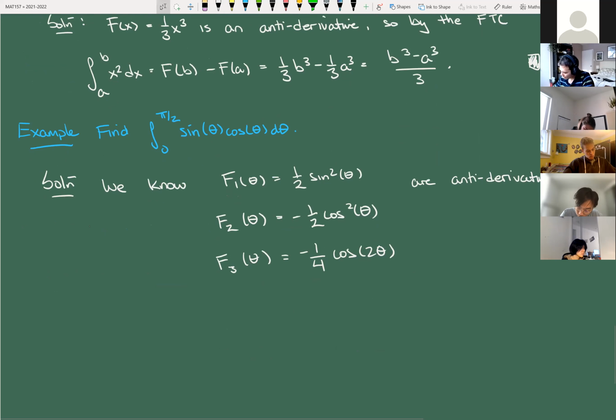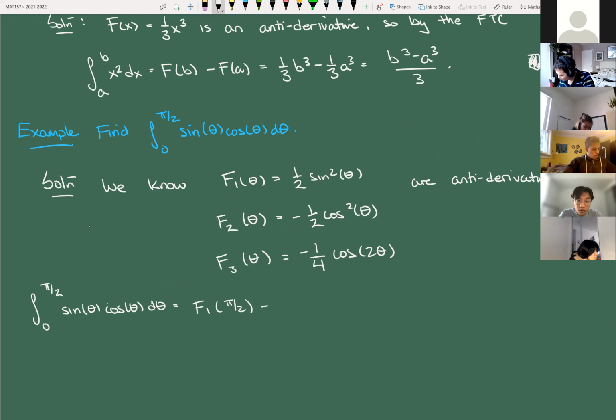So the integral should be just their difference between our 2 endpoints. So F1 of pi by 2 minus F1 of 0. Okay, so if we do that, F1 of 0 is 0. Sine of pi by 2 is 1, so we get 1/2 minus 0, and that's 1/2, right? Now, again, we know the answer is 1/2. We could stop here, but what I really want to illustrate is that these might not give you 1/2 minus 0, but at the end of the day, you're always still just going to get 1/2.